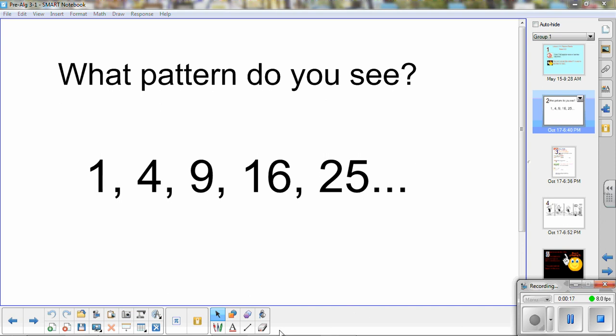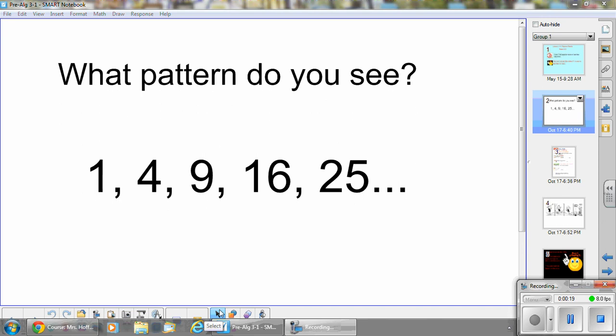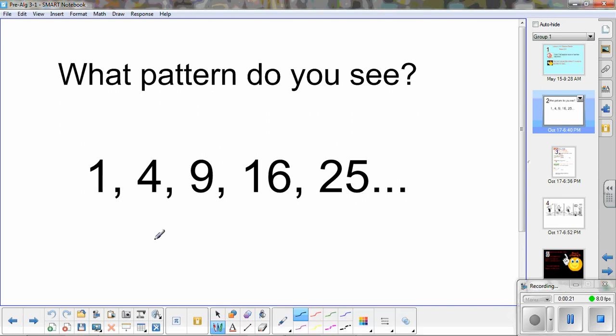Have you found a pattern yet? The next number that would come in this pattern is 36, and then 49, 64. These are what we call perfect squares.